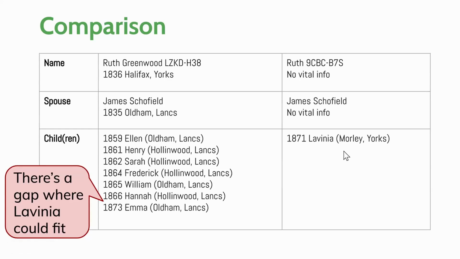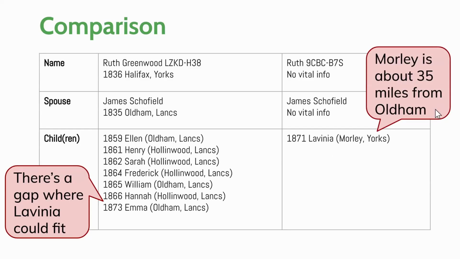Yeah, totally. And Morley? Well, yeah, they went to a different place, but what if the dad went there temporarily for work or something? I mean, it is possible that one of their children could have been born in a different place for a number of different reasons, plausible reasons. So we've got some good comparisons here.